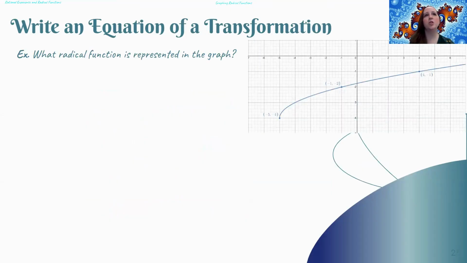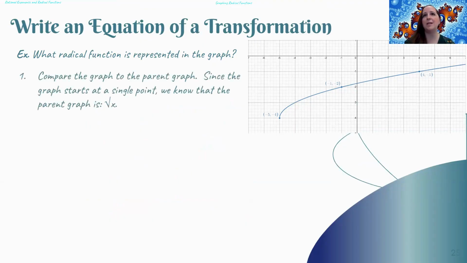Okay. What radical function is represented in the graph? So this looks like a square root graph because it stops at a specific point, in this case (-5, -4). Normally my square root graph is going to start at (0, 0). So this means there has been a vertical and a horizontal transformation. So I moved 5 units to the left and I moved 4 units down.